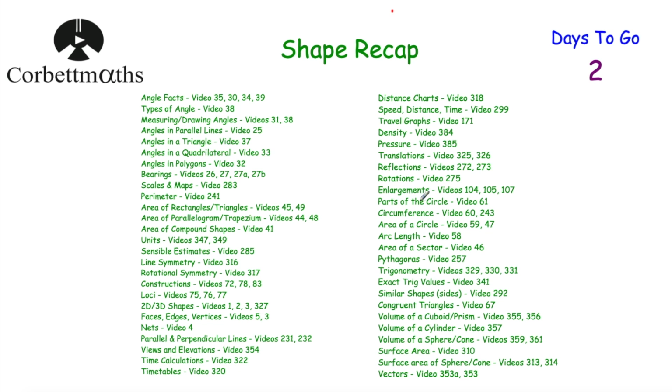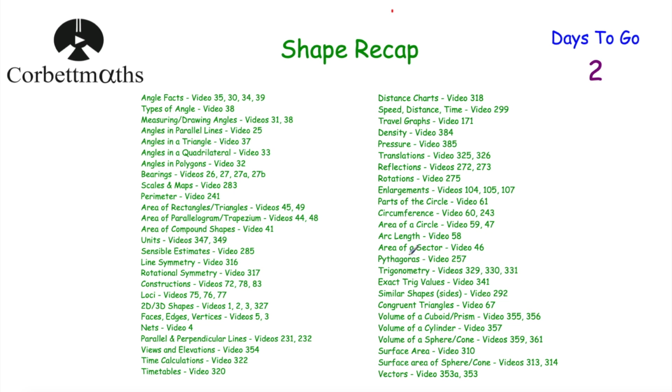Parts of the circle, make sure you know all the different parts of the circle, such as the arc and the sector and the segment and the tangent and the radius and the diameter and so on. The circumference, pi times diameter. The area of a circle, pi r squared. Make sure you can find the length of arcs, so for instance quarter circle, semicircle, things like that, and the areas of sectors as well.